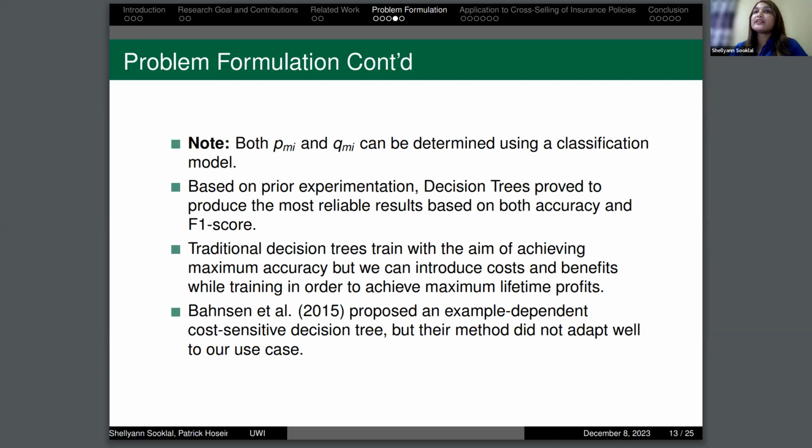Bahnsen et al. proposed an example-dependent cost-sensitive decision tree. So we decided to compare our work against theirs. However, their method did not adapt well to our use case. Depending on the goal of the problem, whether it's minimization or maximization, their method classified all samples as either the negative class or the positive class. On further inspection, only if we assign cost values and no benefit values when training, then better results were obtained. But this is not desirable for our use case since we want to optimize with respect to benefits or profits, so it was excluded from our analysis.